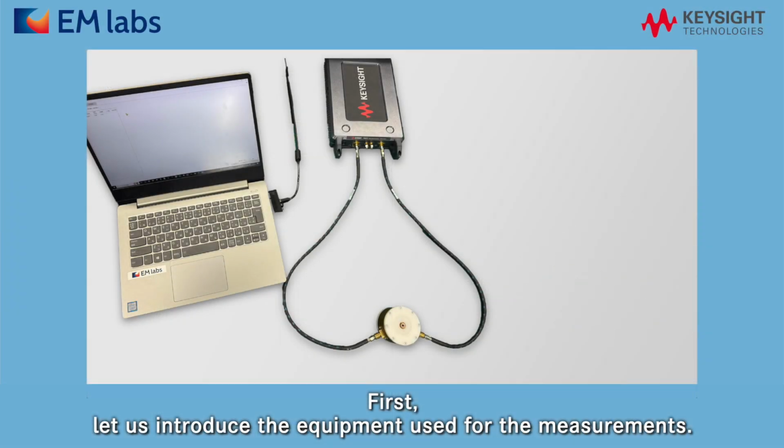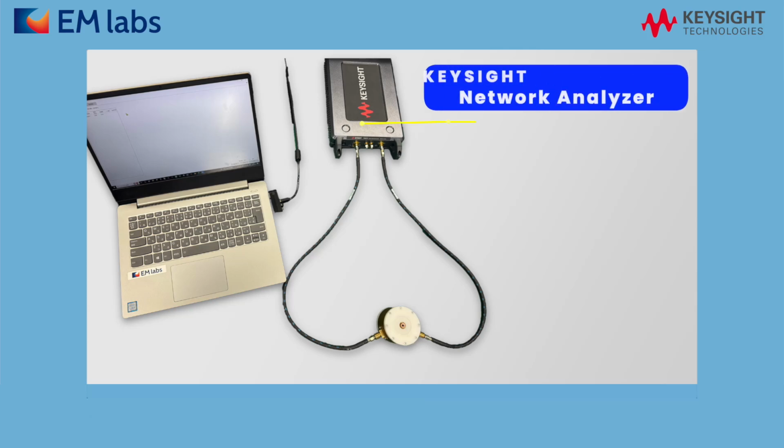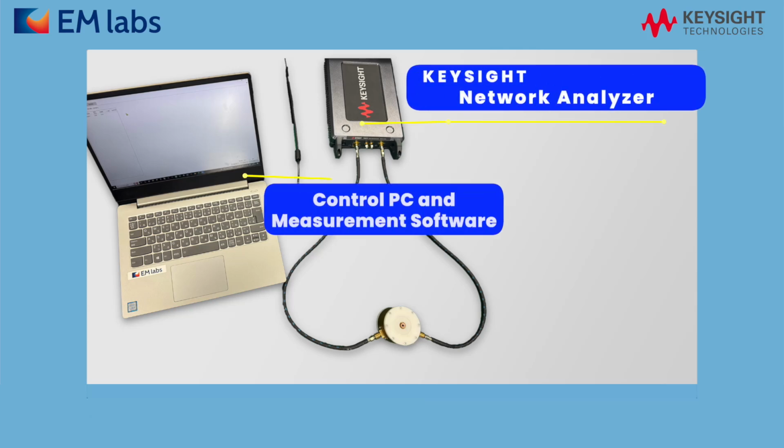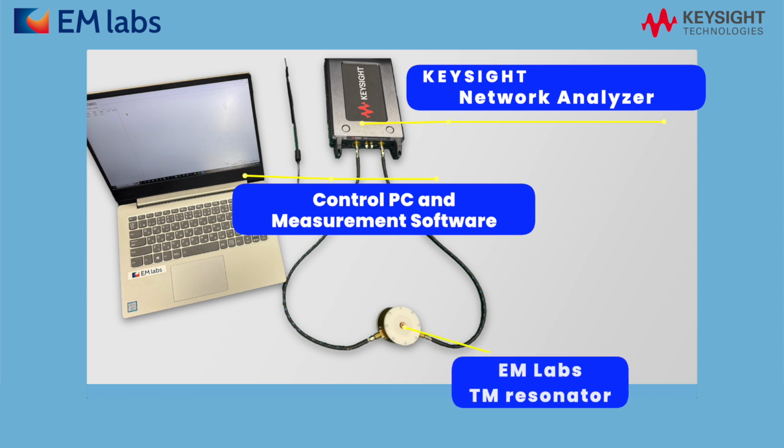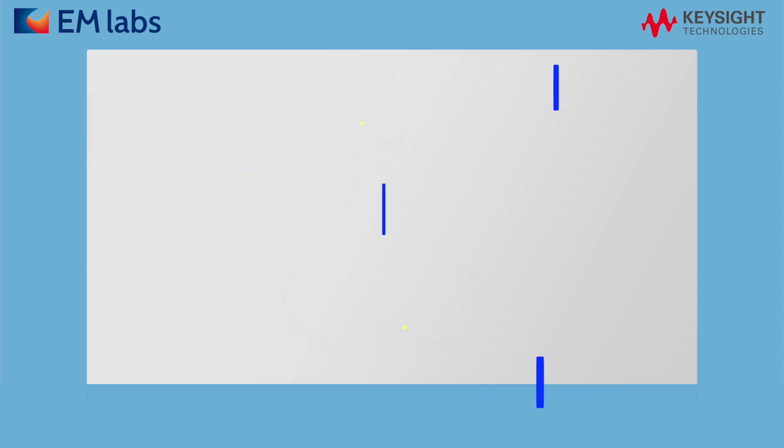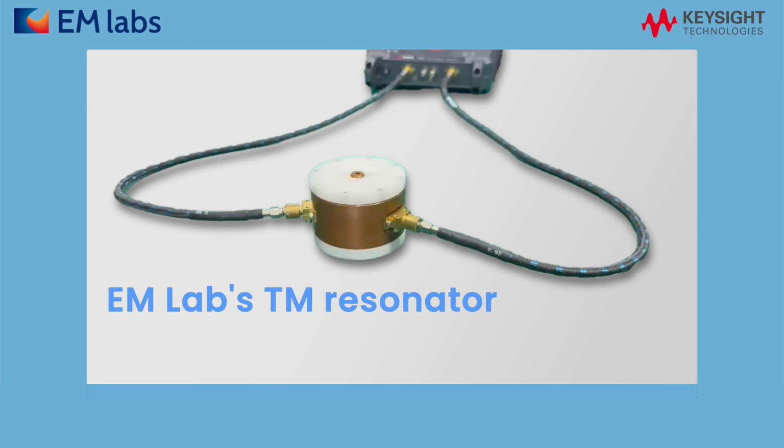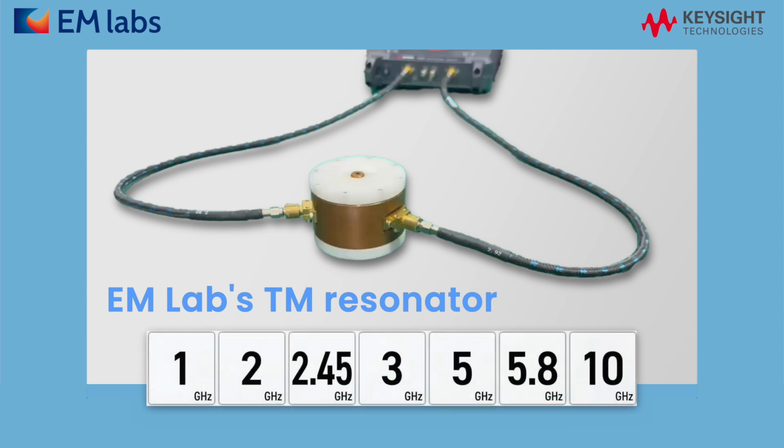procedure. First, let us introduce the equipment used for the measurements. A Keysight network analyzer, a control PC and TM Resonator material measurement software, and the EM Lab TM Resonator. EM Lab's TM Resonator supports these 7 frequencies, enabling a wide range of measurements. In this demonstration, we will show you a measurement at 10 GHz.